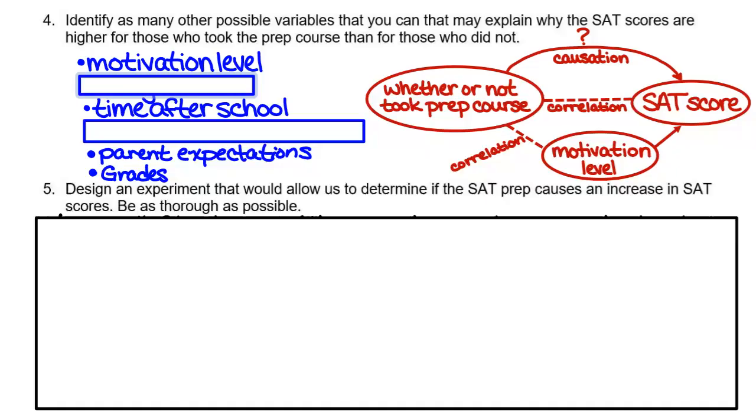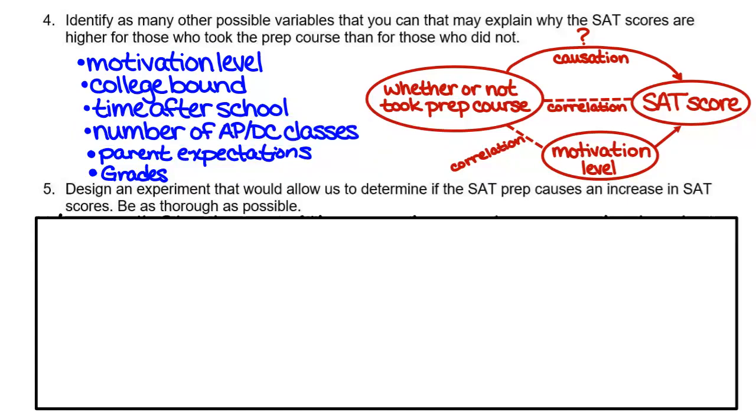I had a couple of thoughts ahead of time, too, that I wrote down. If somebody's not planning to go to college, do you think they're going to take an SAT prep class? No. Do you think they're going to care about what their score on the SAT is? No. So that might be an influencing factor here, whether or not they're college bound. How many AP or DC classes they're taking could be an influence on this.